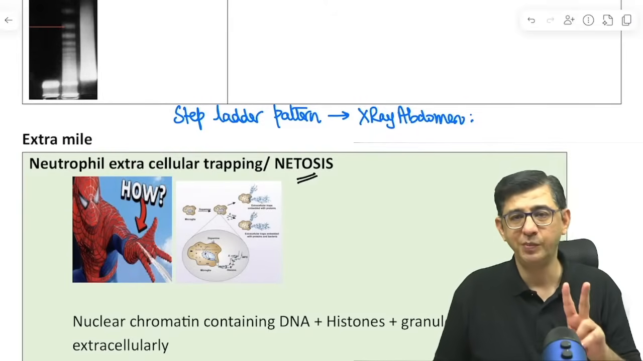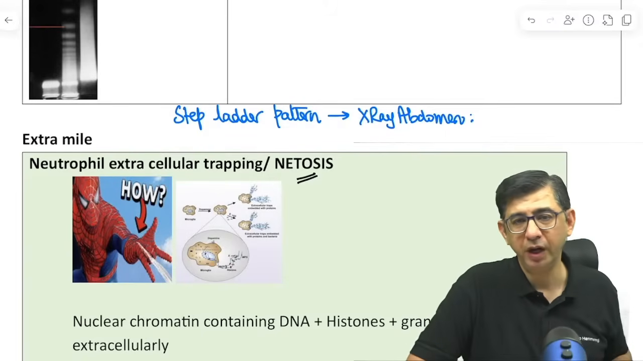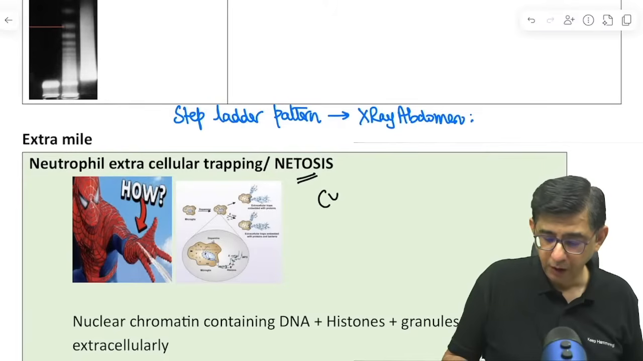Two important aspects to be remembered for NETosis would be COVID-19. In COVID-19, we were having cytokine storm.